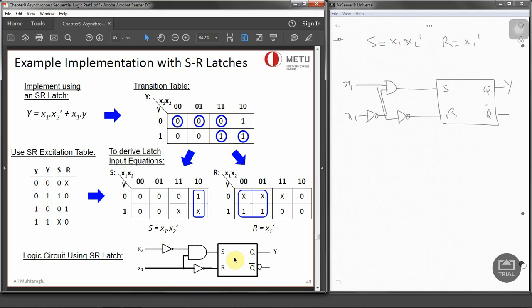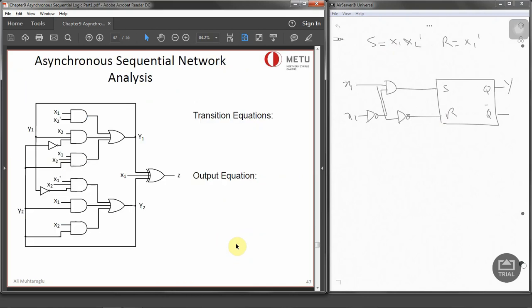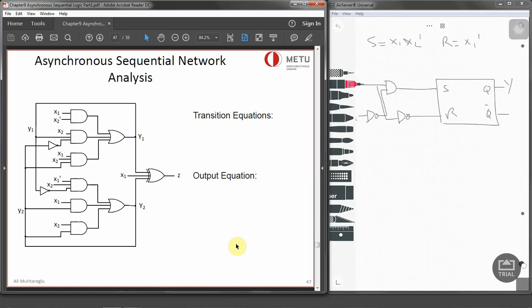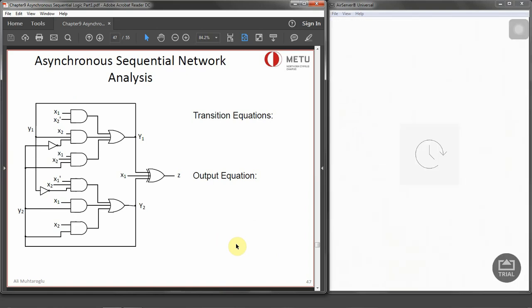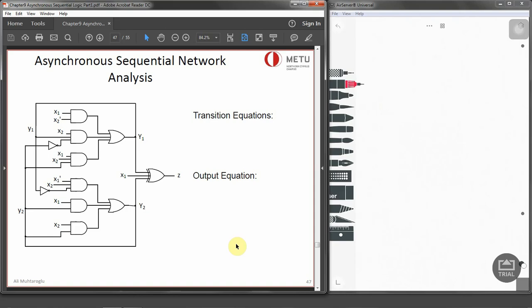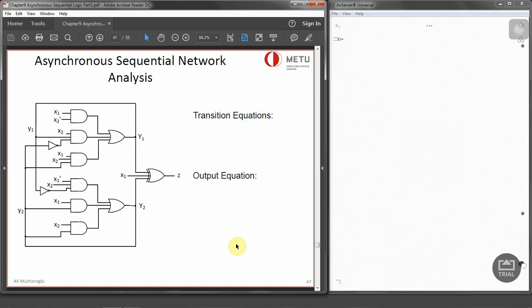Now, the last part of this chapter is asynchronous sequential network analysis. So if we have something like a complicated circuit over here, it looks like a complicated one, but it's not actually, because we just have AND, OR, and XOR gates. Now, let's consider this circuitry and derive the expression for it, the transition equations and the output equations.